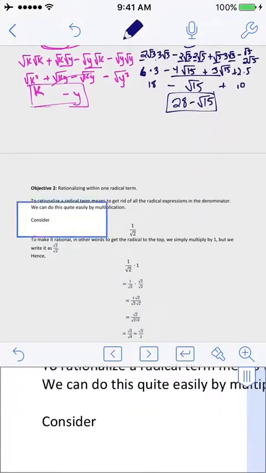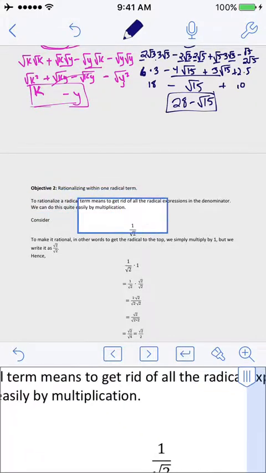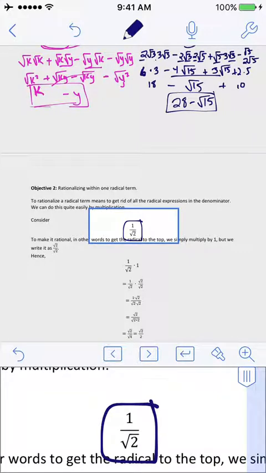Let's talk about something called rationalizing now. Rationalizing is when you have a radical expression that looks like this. It's a radical rational, essentially. The radical part is in the denominator. That is a problem. It is only a problem because it is ugly. Here's what we would do to fix it.